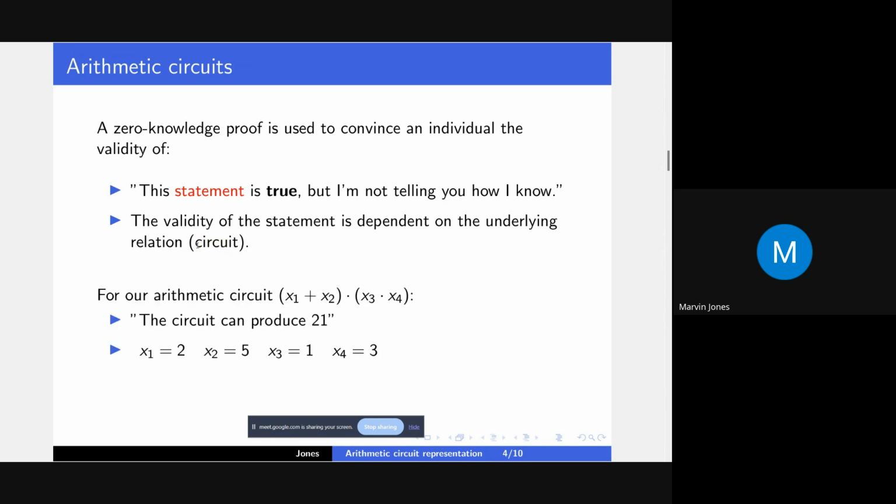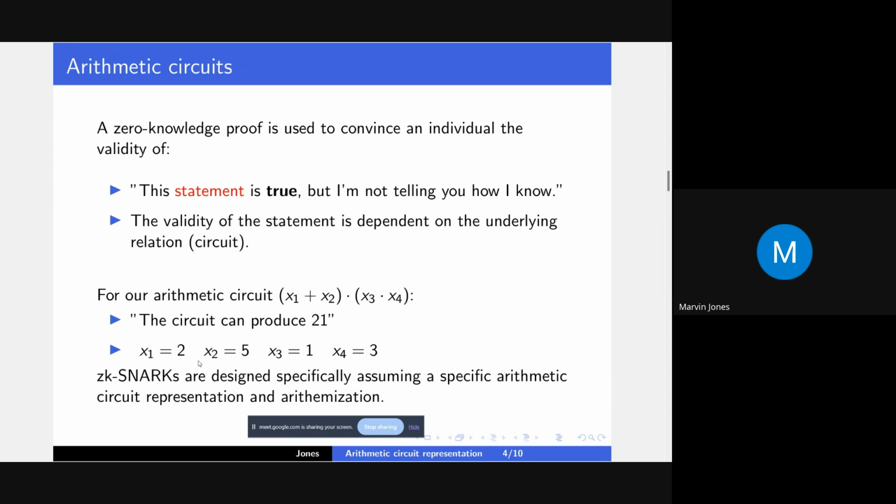In terms of our arithmetic circuit, my statement could be the circuit can produce 21. And you go, okay, well, there are many ways to produce 21. I could potentially tell you all of the numbers, or I could tell you none of the numbers for X. So maybe I tell you X3 and X2, and I say, yes, there's some X1 and X4 that will produce 21, given that X2 is 5 and X3 is 1. It depends on how the underlying ZK snark is set up, but the circuit gives you that initial framework so that the prover and the verifier are on the same page of what the statement actually means. Okay.